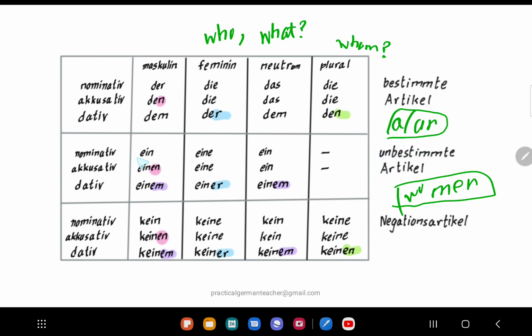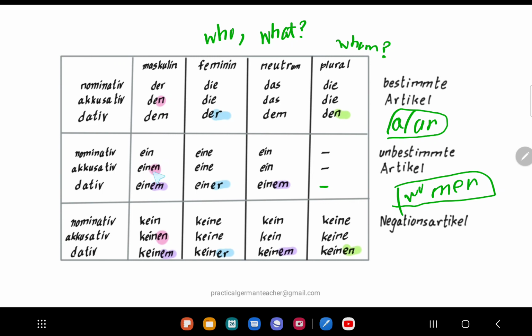So check nominative again. Masculine and neutrum are the same, ein, and feminine is eine. For plural there is nothing, it does not exist. I should write it over here: this dash tells you that it does not exist in the German language. Now what happens when you go to accusative? Again, feminine and neutrum remain the same. Masculine becomes einen, from ein to einen.